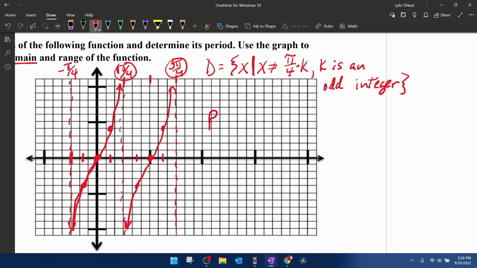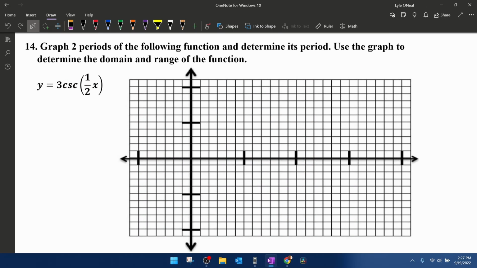And again, the range is super easy for tangent and cotangent. It's all real numbers because the graph goes down forever and it goes up forever with no breaks in the graph. Next, number 14, we need to graph two periods of the following function and determine its period. Use the graph to determine the domain and range of the function.